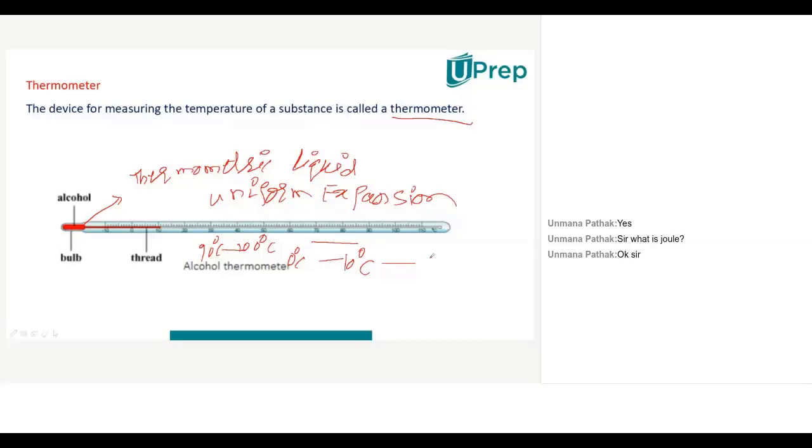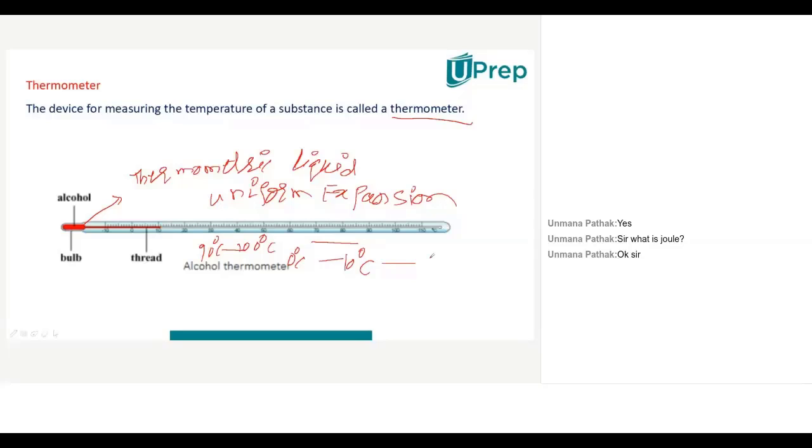Why was mercury used? Sir, because mercury has less stability, and it is the best liquid metal which shows us the temperature correctly. So okay.